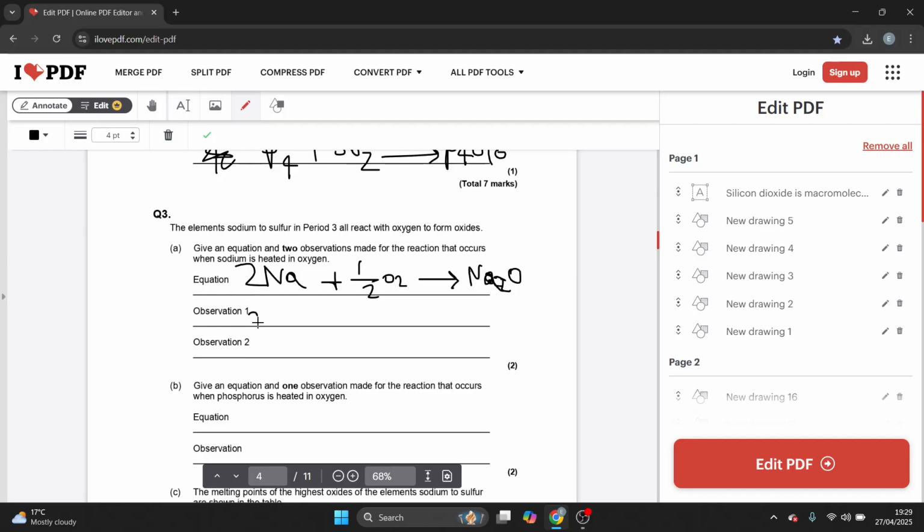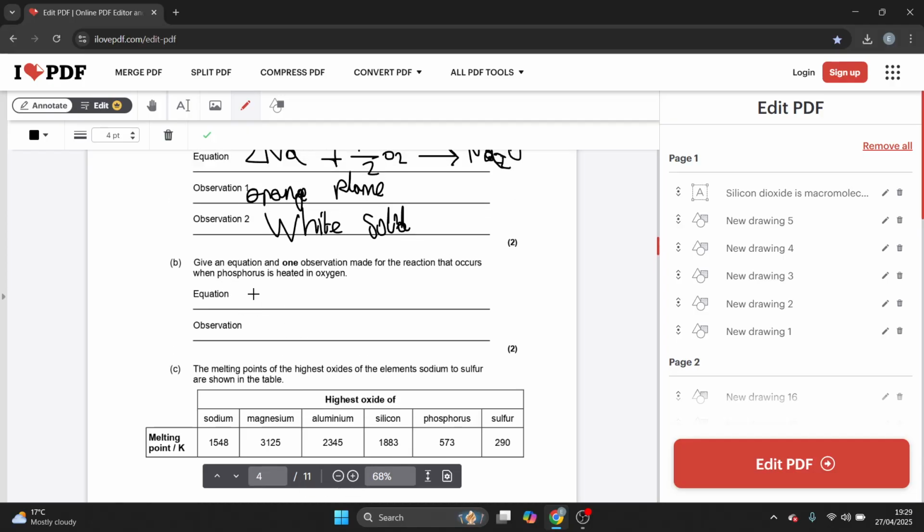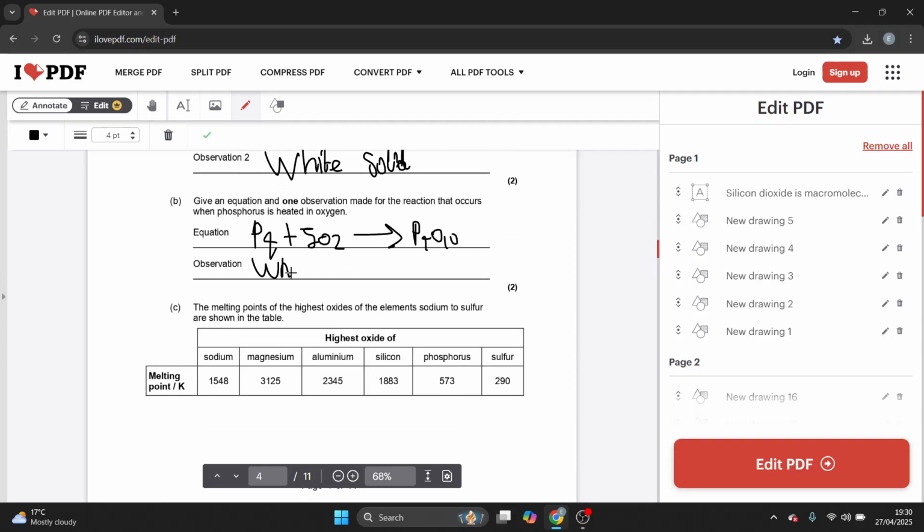Orange flame, white solid. Orange flame and white solid. Phosphorus with oxygen: P4 plus 5O2 gives P4O10. Observation: white flame.